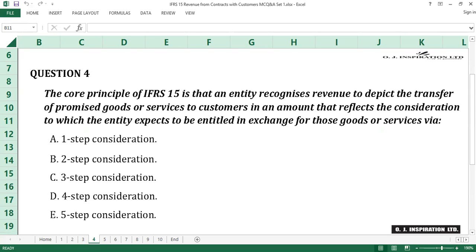The 5 steps are: 1, identify the contract or contracts with a customer. 2, identify the performance obligations in the contract. 3, determine the transaction price. 4, allocate the transaction price to the performance obligations in the contract. And 5, recognize revenue when or as the entity satisfies a performance obligation. E is the answer to question number 4.